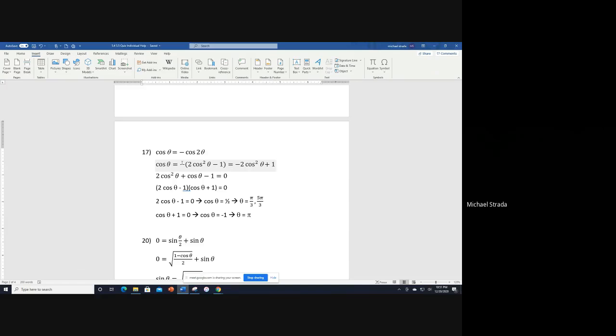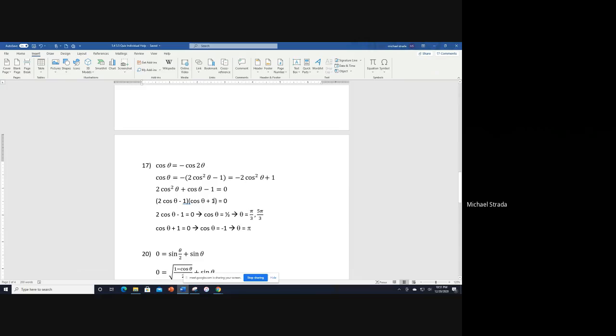When you get it in standard form, so that means you're going to bring this over to make it positive, you're going to have 2 cosine squared theta plus the cosine theta that's already there. And then the opposite of positive 1 is negative 1. That now factors into (2 cosine theta minus 1)(cosine theta plus 1), just like you're factoring a quadratic. They're equal to 0. Set each of those equal to 0.